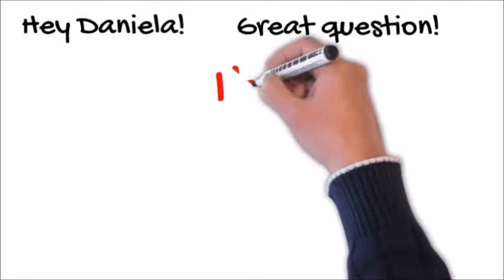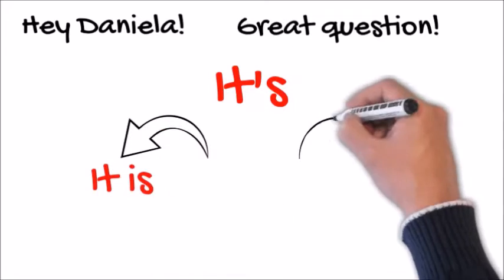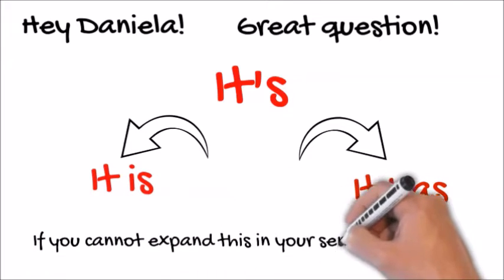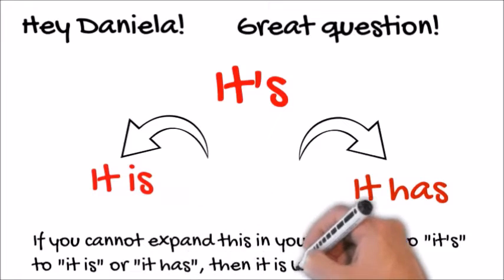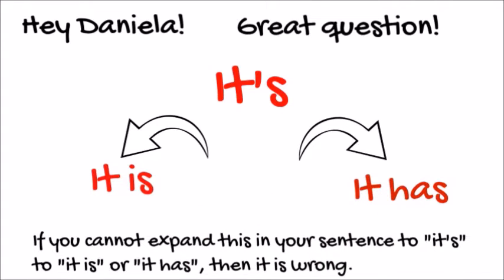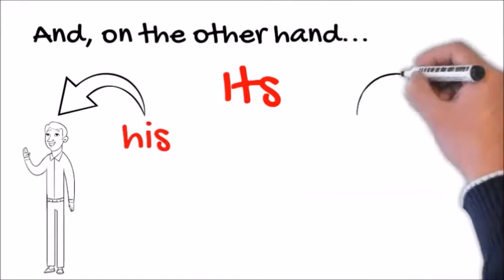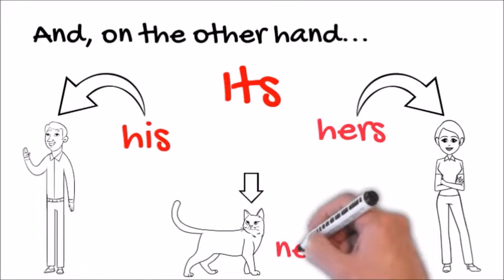Well, it's, IT apostrophe S, is short for it is or it has. If you cannot expand this in your sentence to it is or it has, then it is wrong. And on the other hand, its, ITS, is used for his or hers, or when the owner is neutral.